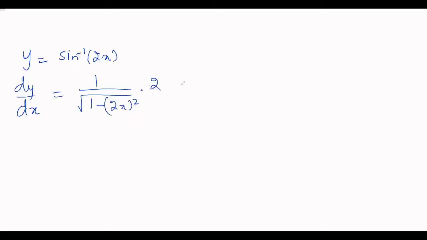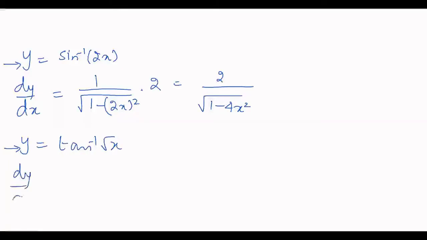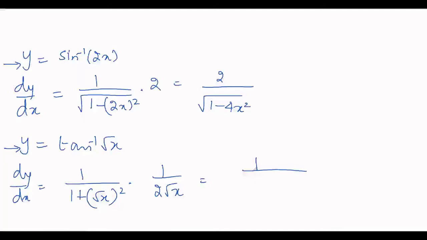So my final answer is going to be 2 divided by square root of 1 minus 4x squared. Next question, y is equal to tan inverse of root x. So dy by dx is equal to differential of tan inverse of x, which is 1 by 1 plus x squared. In this case, 1 by 1 plus root x whole squared into differential of root x, which is 1 by 2 root x. So my final answer is 1 by 2 root x into 1 plus x. Okay, let me clear this.